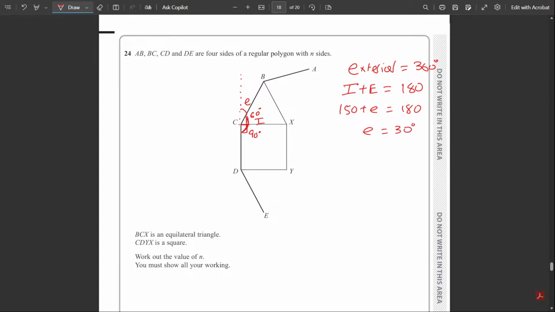Now one exterior angle is 30 degrees, and all the exterior angles add up to 360 degrees. So how many 30s go into 360 degrees? So you do 360 divided by 30 gives you 12. So there are 12 30-degree angles, that's an exterior angle. That means there are 12 sides. So we know n is equal to 12. Okay.